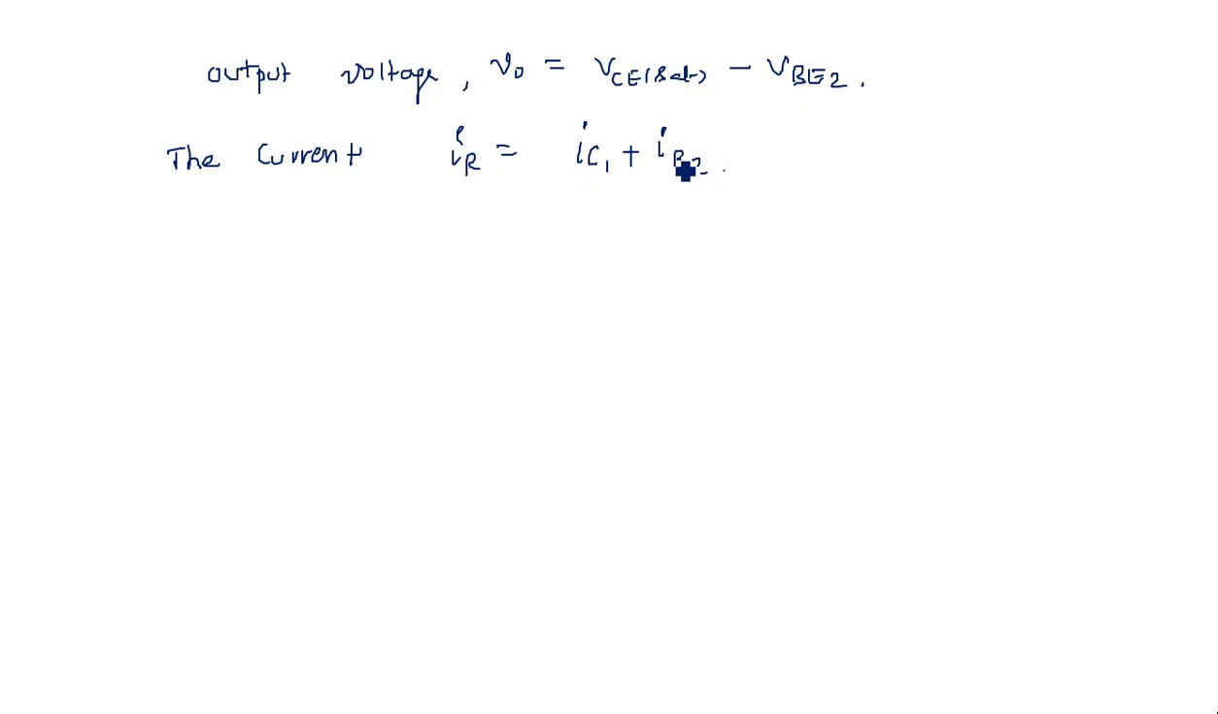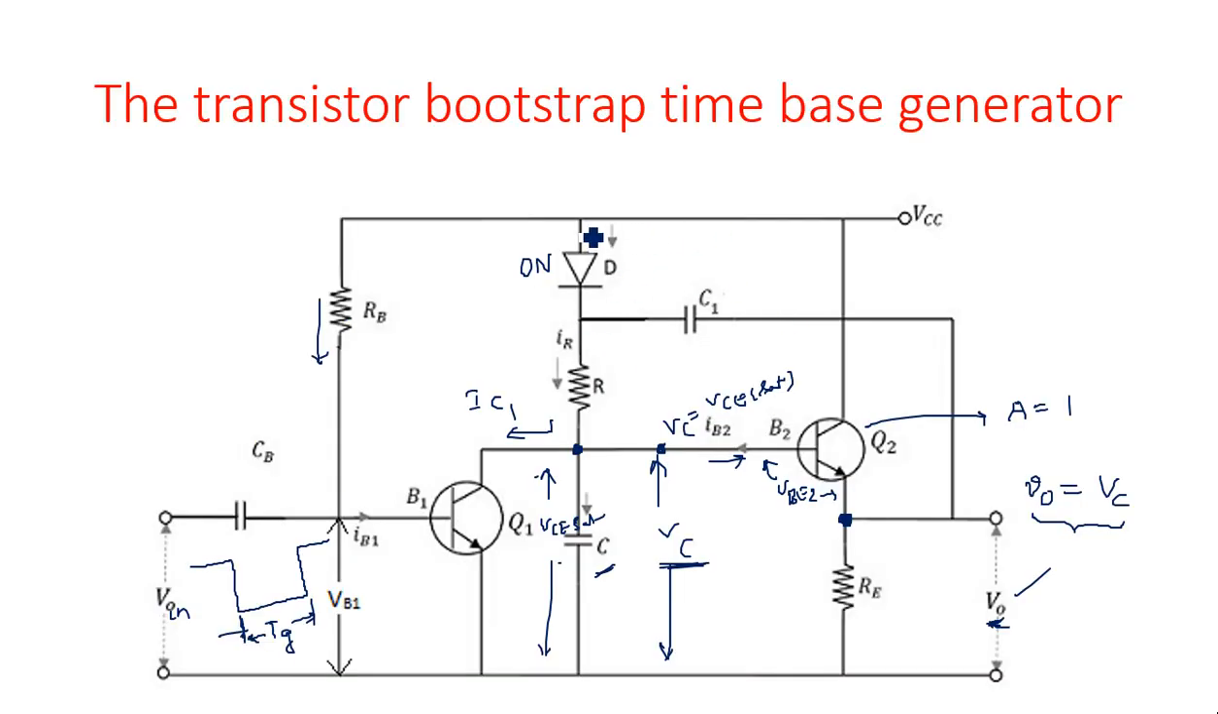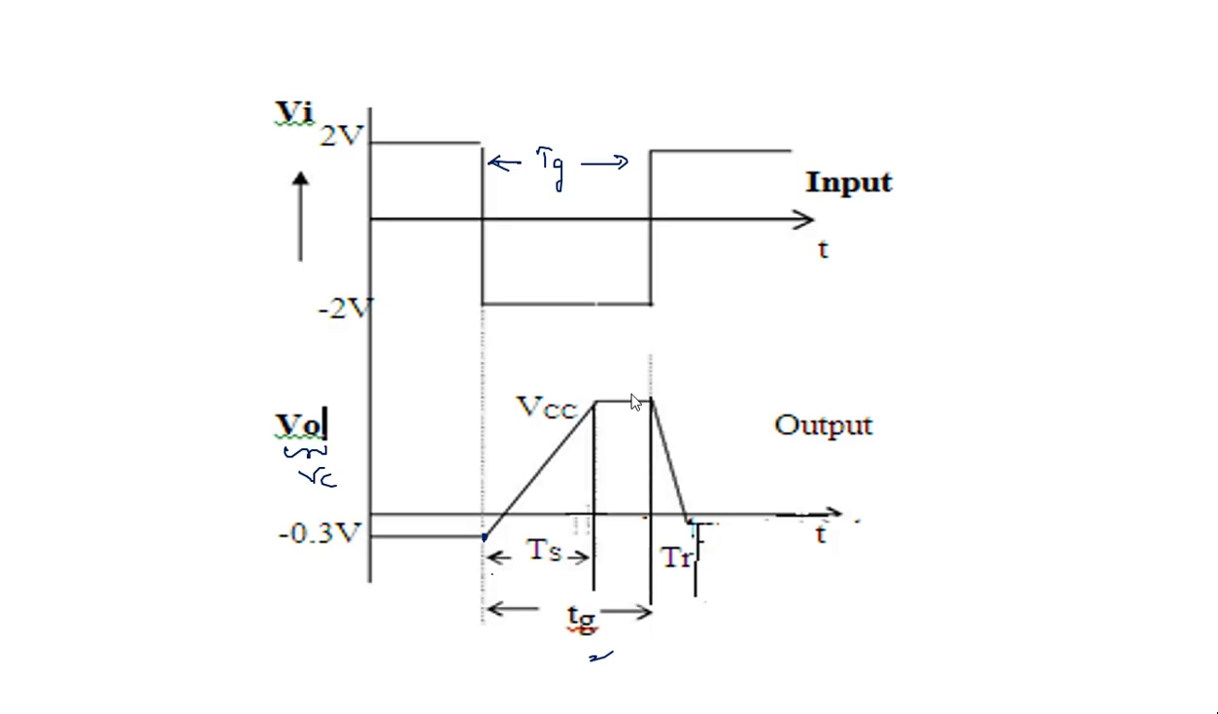Since the base current of Q2, IB2, is very small compared to IC1, we can neglect IB2. IB2 is very small compared to IC1 because transistor Q1 is in saturation, and a saturated transistor draws more current than a conducting one. That's why IC1 is very high. So we can write IR is equal to IC1, which is equal to VCC by R, where VCC is the maximum voltage.